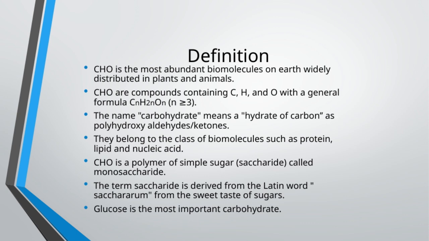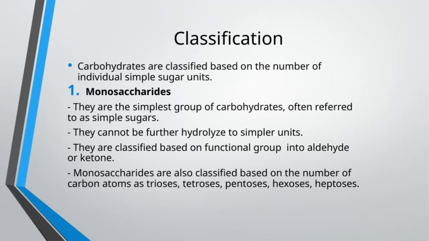more complex molecules. Let's talk about carbohydrates and how they are classified based on the number of simple sugar units they contain. Starting with monosaccharides, which are the simplest type of carbohydrates. These are often called simple sugars because they are the most basic form. Importantly, monosaccharides cannot be broken down further into simpler sugars through hydrolysis, meaning they are already in their simplest form.